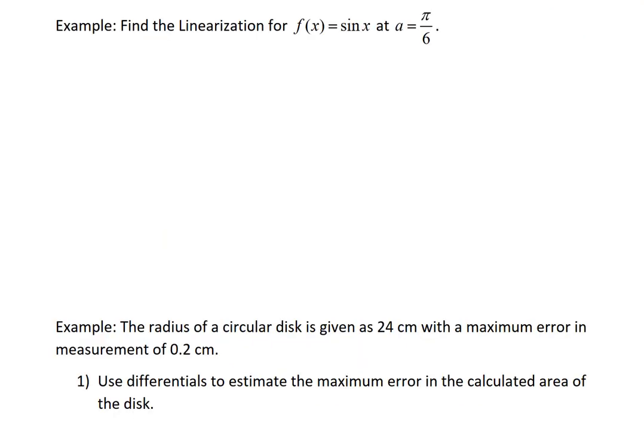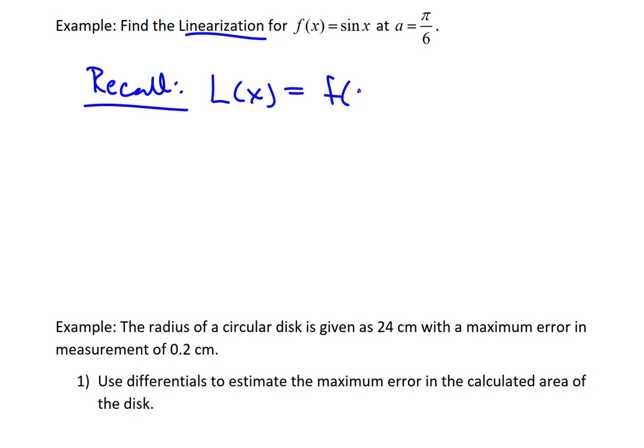Let's try an example where we want to find the linearization for f of x equals sine of x at a equals pi over 6. Well, let's recall from our notes above that we have a formula for linearization. This is the capital L of x, and we solved for it from the point slope form, and it ended up as f of a plus f prime of a times x minus a.